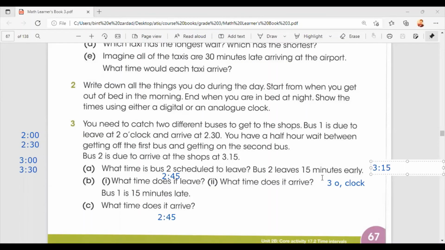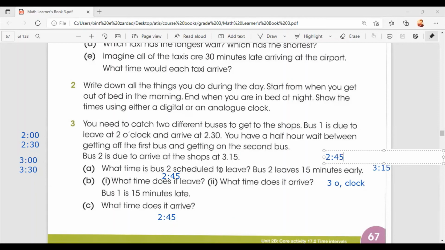Why 3:15? Because of 15 minutes late. Leave at 2 o'clock and arrive at 2:30, this is the normal timing. And the gap from bus 1 to bus 2 is 30 minutes, so the second bus is at 3 o'clock. But what happened? Bus 2 arrived at the stop at 3:15. So what time was bus 2 scheduled to leave? Obviously it is 2:45.